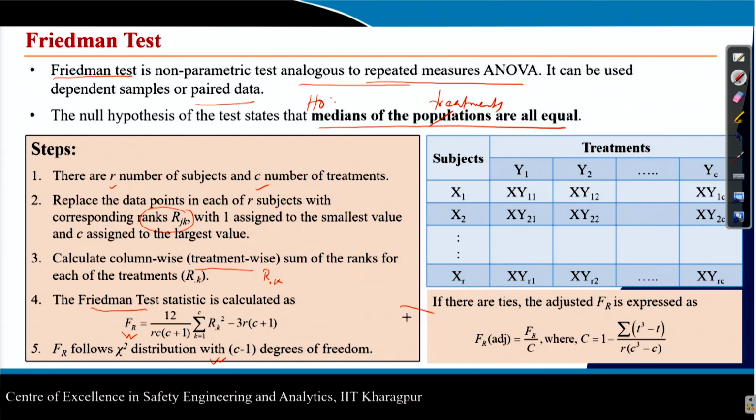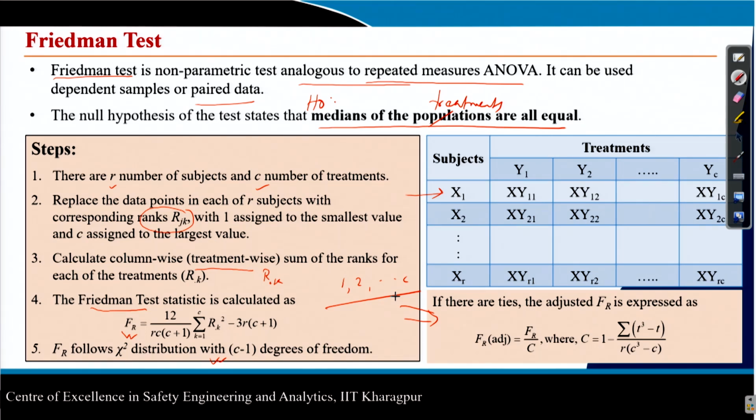Another important part here is that for each of the rows, or subjects, the C number of response values are ranked. So, 1 to C ranks are coming, but it may so happen that in some cases the response value is the same. So, their rank will be tied.